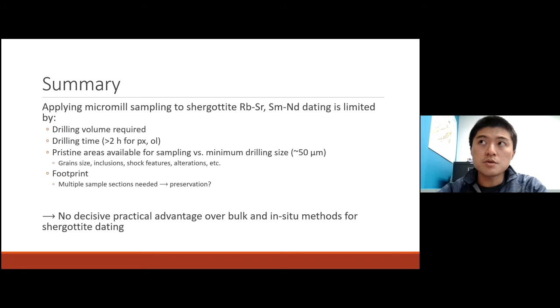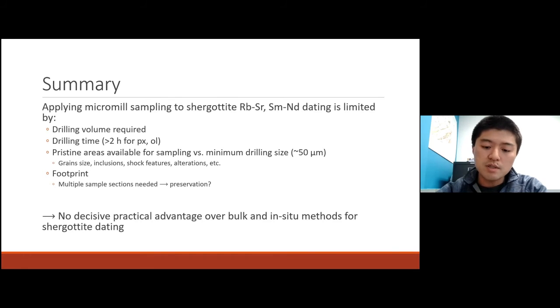Just to provide a bit of context for other people who might not be familiar with micromilling, the majority of studies out there in terms of geological, so earth science applications, use mills that typically put a hole around several hundreds of microns wide.